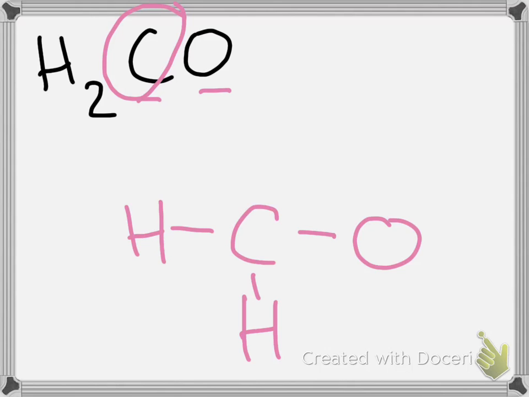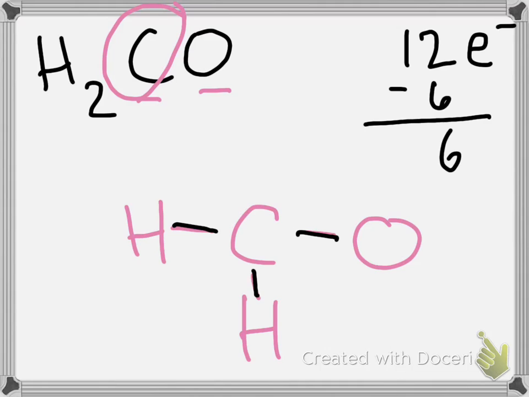Now remember, we have 12 electrons that we can deal with. We have 12 total valence electrons in this structure. So far, we've drawn 2, 4, 6. So we have 6 left that we can draw. We need to figure out where to put these 6, if we're going to need more bonds, or if we're going to just need lone electrons.